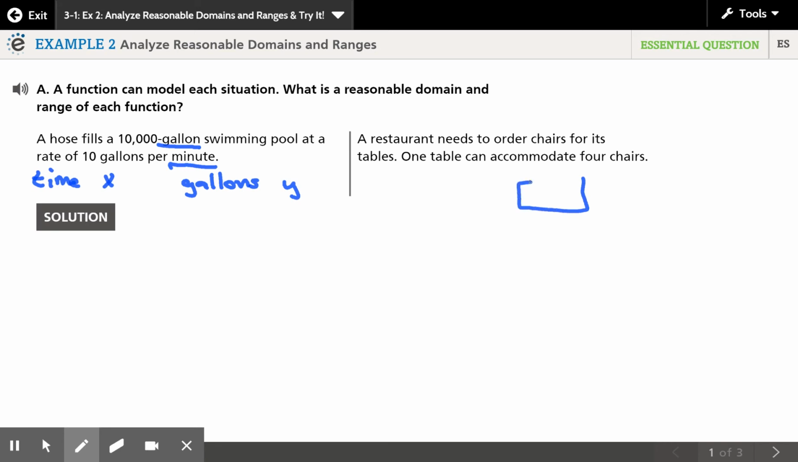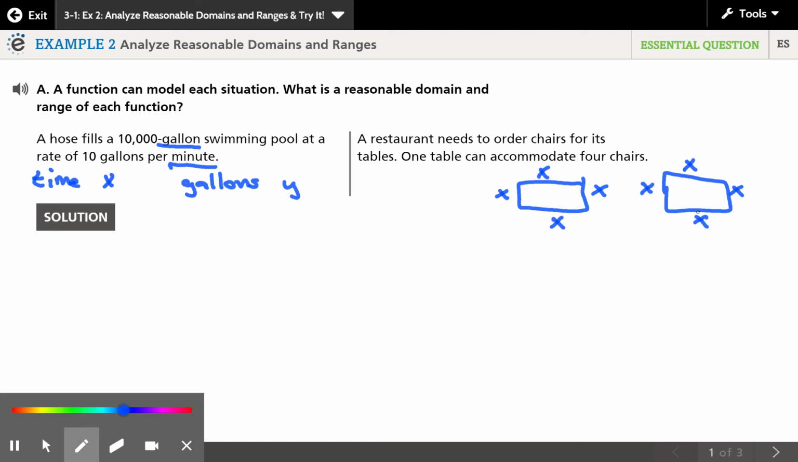If you're at this restaurant, you can only order 4 at a time. You have tables that only can have 4 chairs. So you're going to want to do multiples of 4. Can you have a half a table? Can you have a quarter of a table? No, that doesn't make sense. You want to have whole numbers, positive numbers for the amount of tables and for the amount of chairs. So let's see what a sentence would look like.